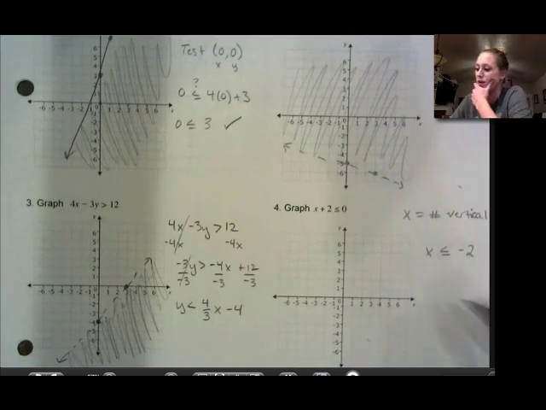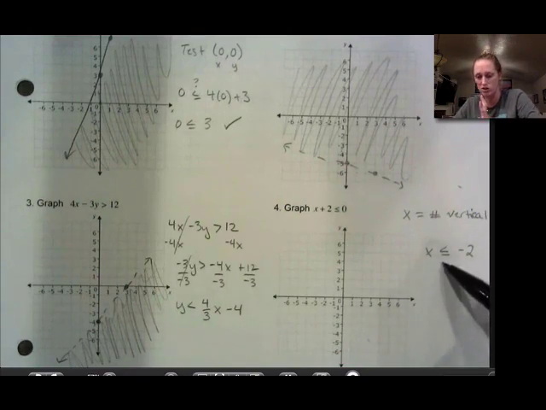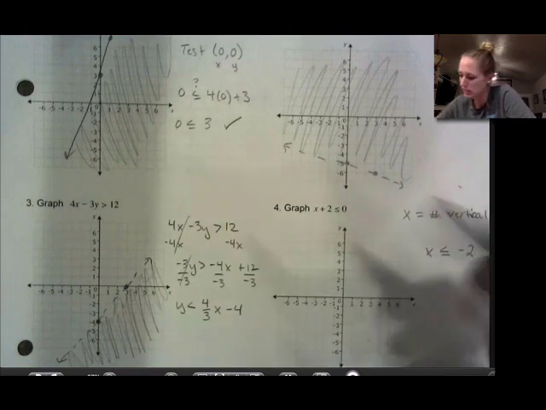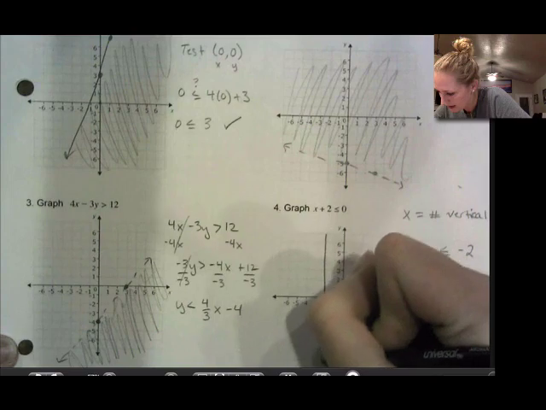Okay, so I'm going to graph it as if it were x equals -2, which is the vertical line going through -2. And I still ask myself dotted or solid. This is going to be solid because it's got the or equal to, so I'm going to do a vertical line through -2 on the x-axis.